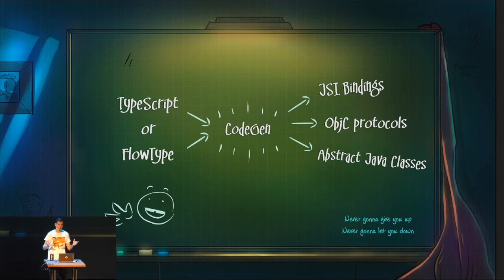Why do we need this? Well, because now that we have types in our JavaScript environment, we can make sure that JavaScript, or TypeScript or Flow types, is going to be the source of truth for our JavaScript to native communication. Whatever we implement on the native side, we can make sure that it complies to JavaScript.